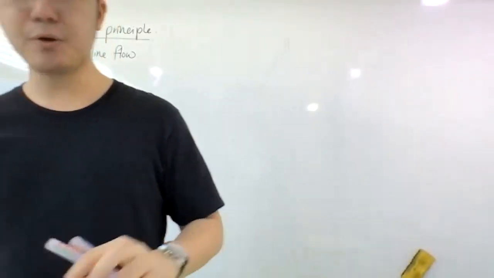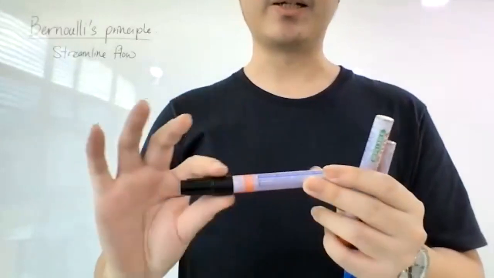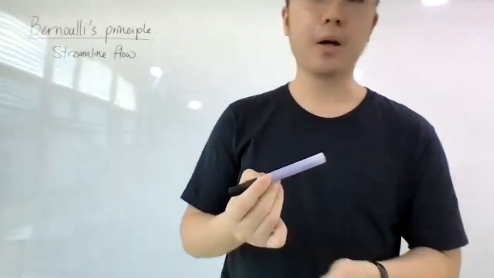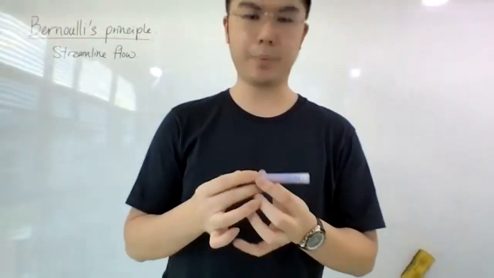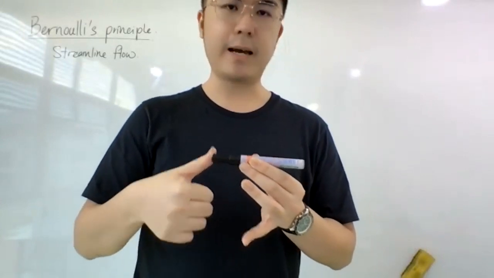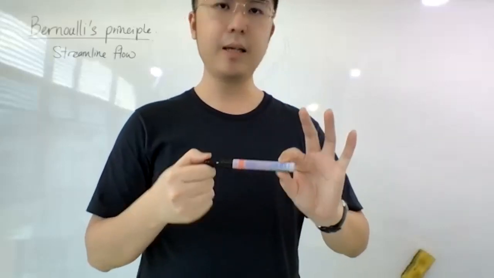Okay, now let's say that we have a fluid flowing. How do you make a fluid flow? Let's say this is water in a tube. If you want to make it flow, we would apply pressure. We apply pressure here, and then that pressure will cause the water to flow from here to here.